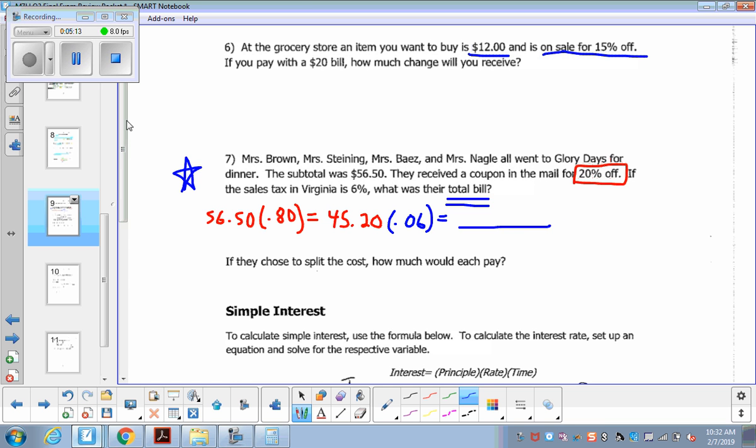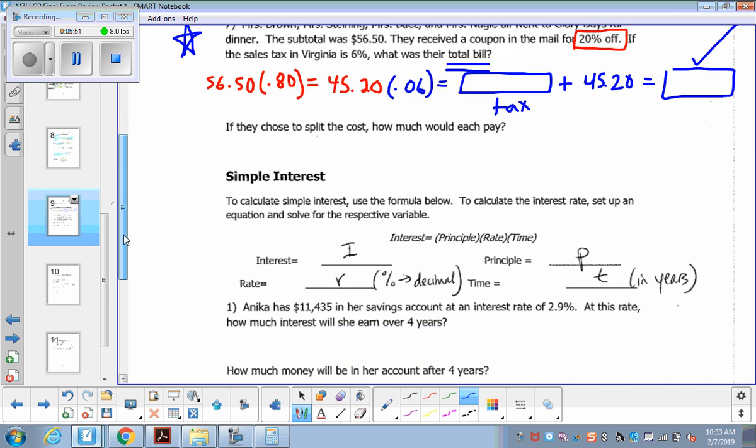Now what this problem also does is it stops the problem before we have to worry about calculating anything that they're going to leave for tip. So this just reviews how to calculate the 20% off and then adding on the 6% tax to the 4520. So whatever you get here, just make sure you add that answer to the 4520 to get their total bill, because this right here is just going to be the amount of tax that they owe. Okay? So once you add that in, then you're going to have the final answer right there.